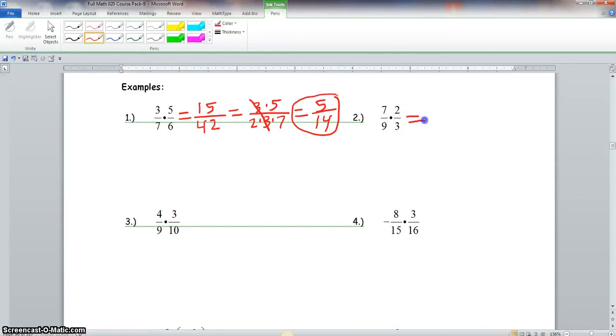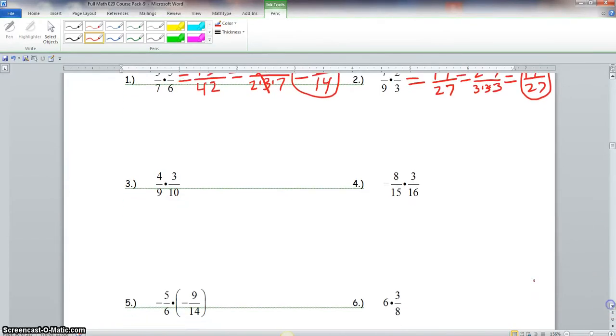Now we go here to number 2. 7 times 2 is 14, and 9 times 3 is 27. Now we would see with the prime factorization of 14, we know it's 2 and 7, and the prime factorization of 27, which we did before, comes out to be 3 sets of 3's. And we have nothing in common, so our final answer will remain the same, 14 over 27.